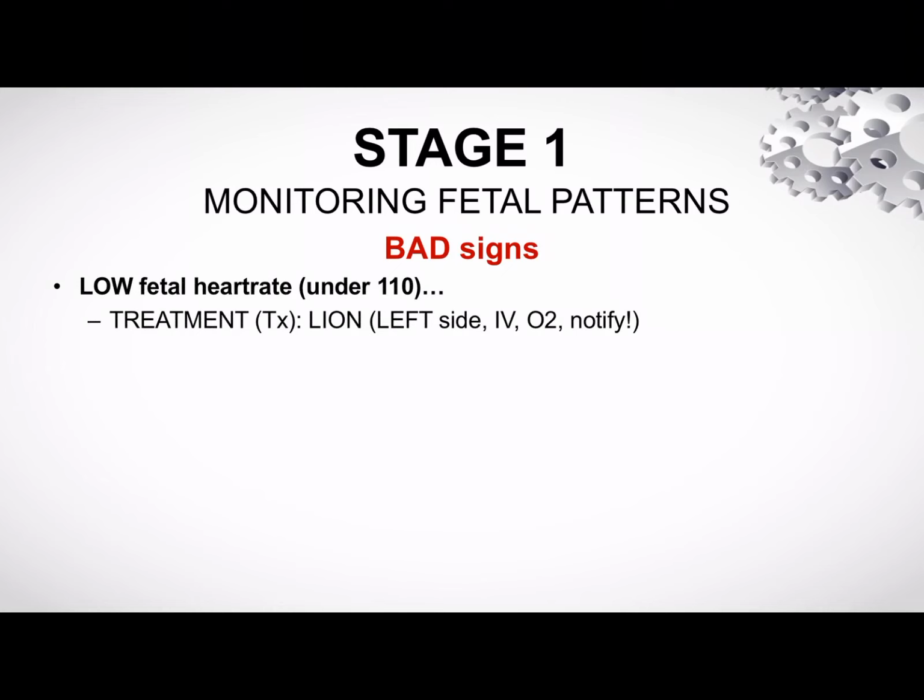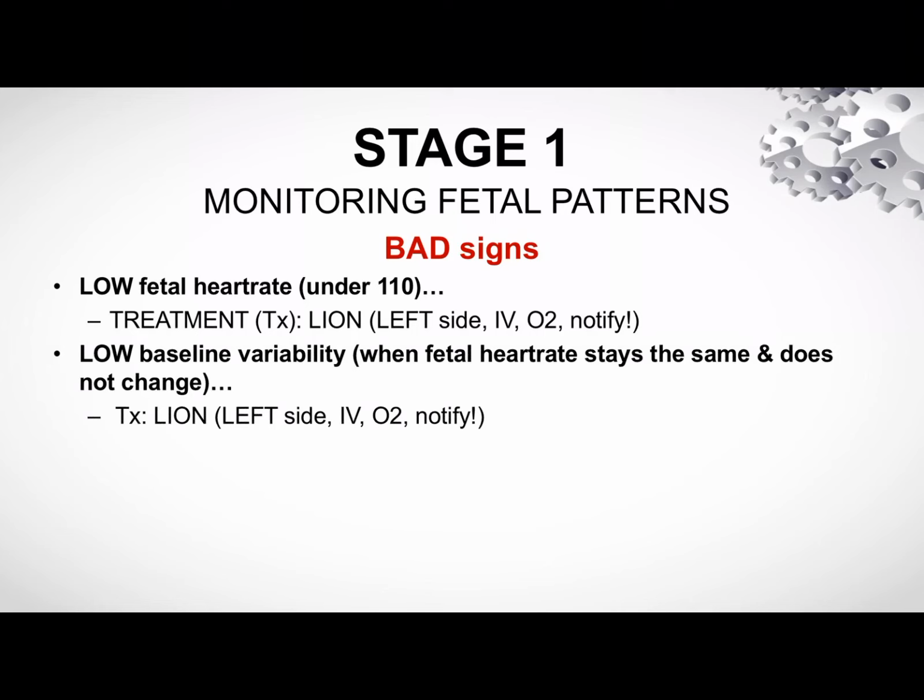Another bad fetal pattern is your low baseline variability. It is when fetal heart rate stays the same and does not change. Normally though, if the mother's uterus contracts, the baby also reacts to it. So there is a change in his or her fetal heart rate. So if there is no change, although the mother's uterus has contracted, that would be a problem. So our treatment here is the same. So we do LION.